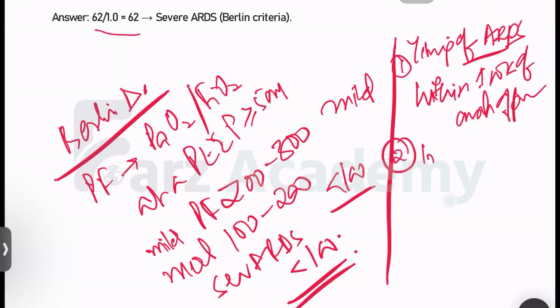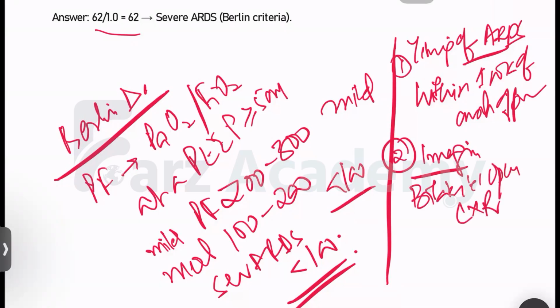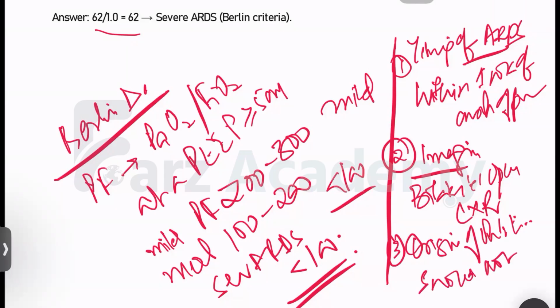Second is the imaging. There must be bilateral opacities on chest X-ray, which are not explained by effusion, collapse, or nodules. Third, you should understand the origin of pulmonary edema. It should not be due to cardiac failure. Very important. And fourth is the PF ratio, which defines the classification. Is that clear about Berlin's classification? Yes?